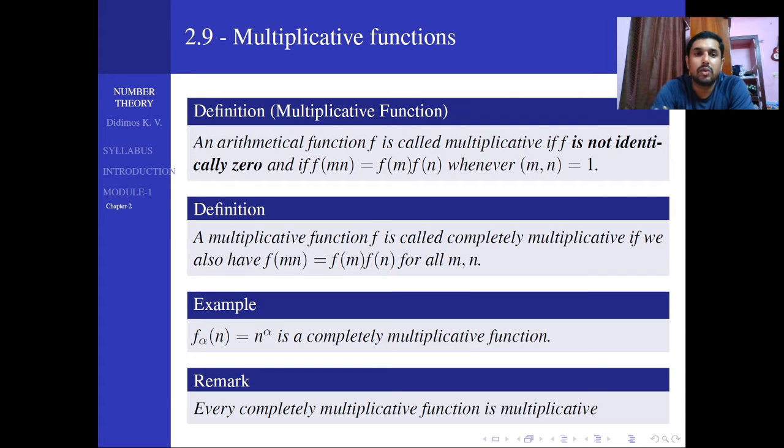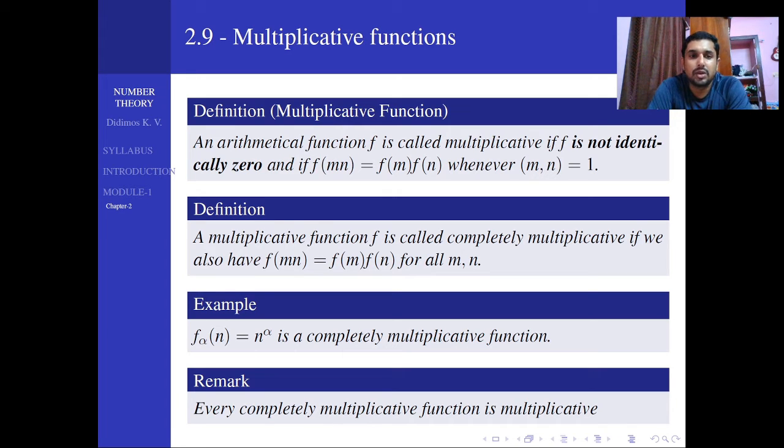Now, in this lecture, we will discuss two sections, 2.9 and 2.10. 2.9 deals with multiplicative functions. That is a new definition. After that, we will see an important subgroup of the group of all arithmetical functions with f of 1 not equal to 0. So that is the importance of this section.